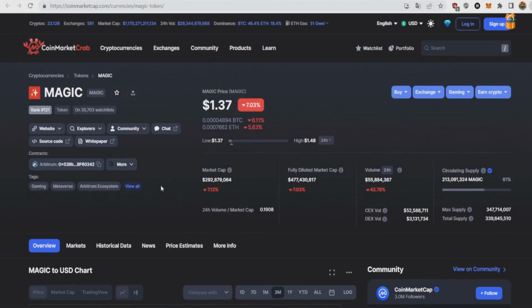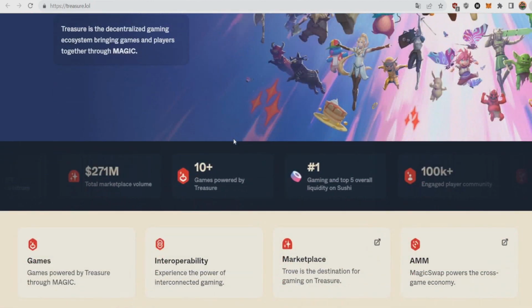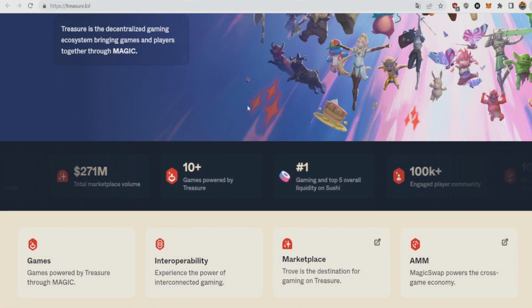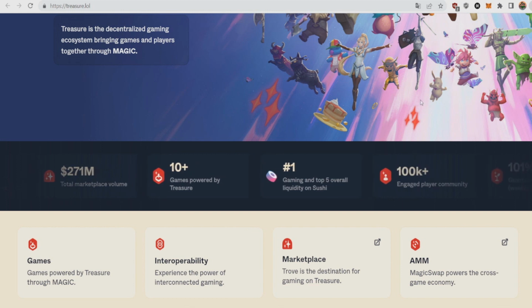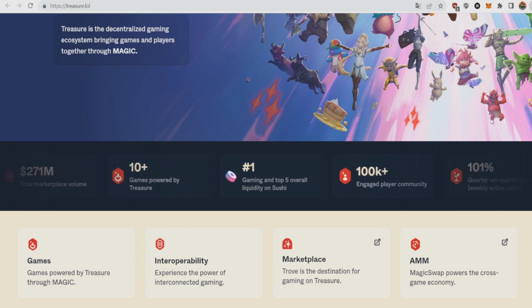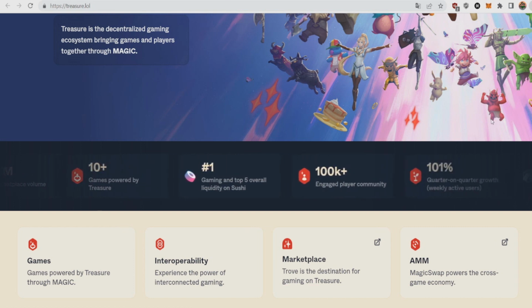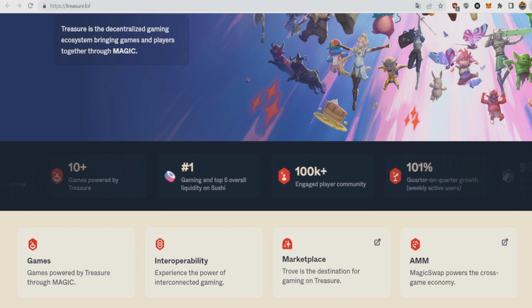And why do I think that Magic can be big? Well, because Magic is a really big decentralized gaming ecosystem, which is bringing players and games together through Magic. Some impressive stats is that it has a total market volume of 271 million. It has 100,000 plus engaged players. Another big thing is quarter on quarter, their weekly active users grow with 101%. So the growth is phenomenal.